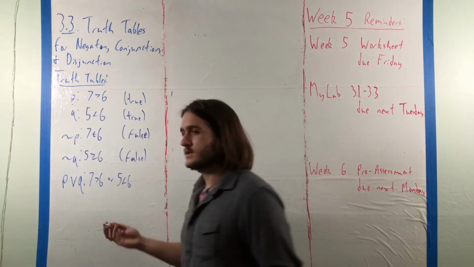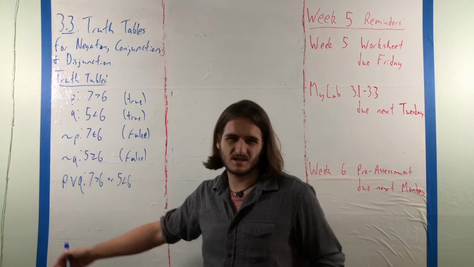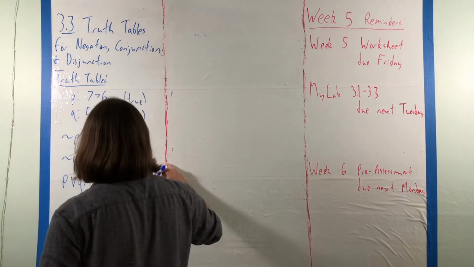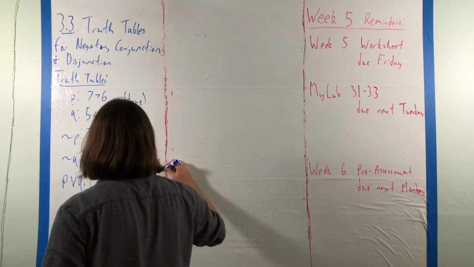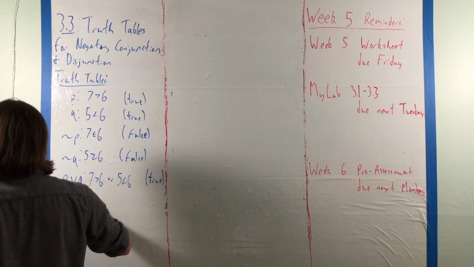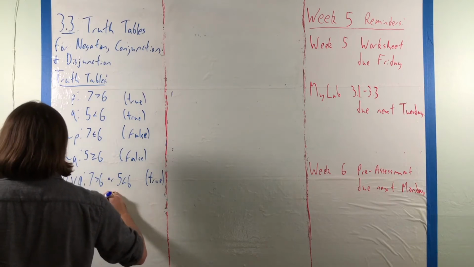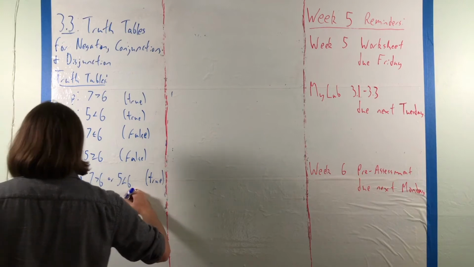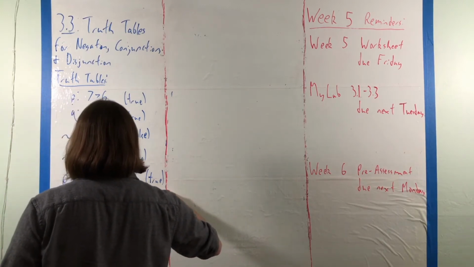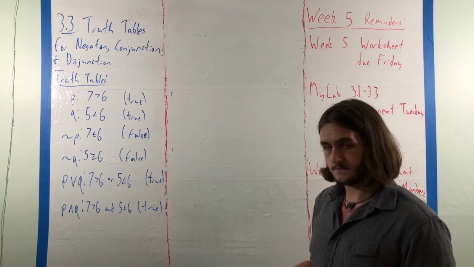When it comes to disjunctions, we're saying either of these works. In this case, both are true, so that means that this whole thing is true. Meanwhile, if we look at the conjunction P and Q, we get a similar statement: 7 is greater than 6 and 5 less than 6. Since both are true statements, this whole thing is, again, true.